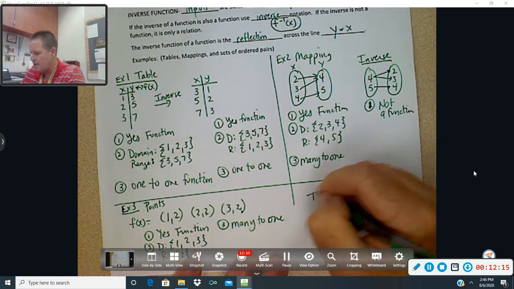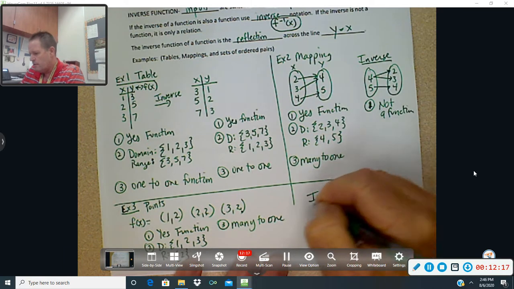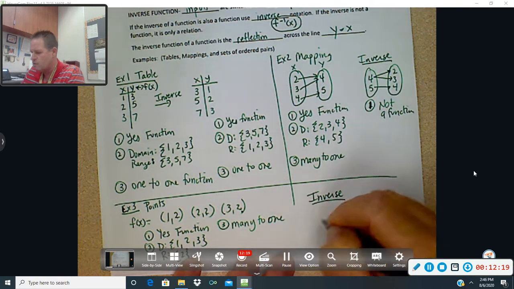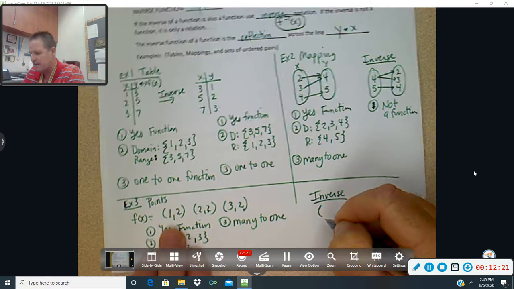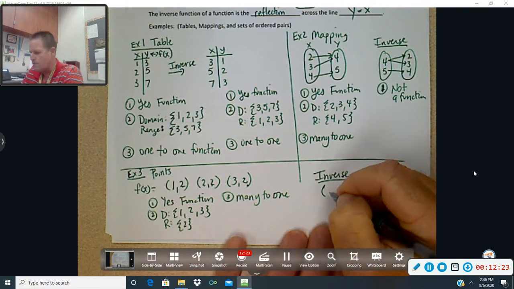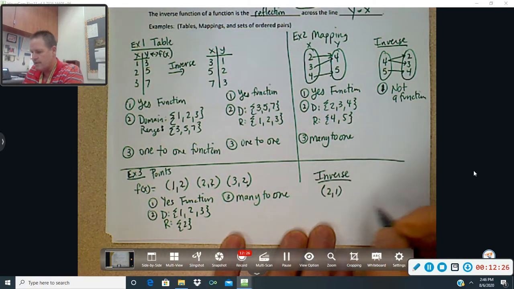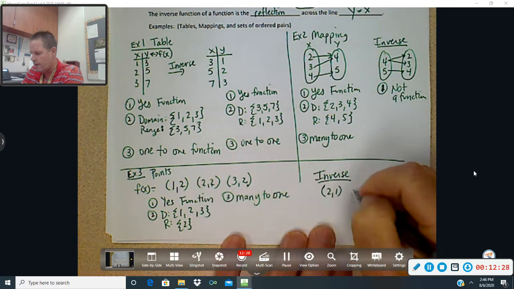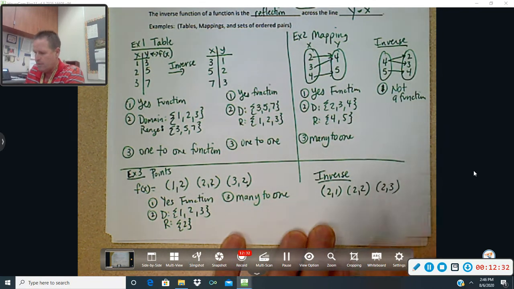Now, what does the inverse look like? So the inverse is going to be where I switch x and y. So you just take the set of points, and you're going to switch x and y. So (2, 1) instead of (1, 2) now. Just switch x and y. (2, 2), and then (2, 3). We're taking these points, and we're switching x and y.